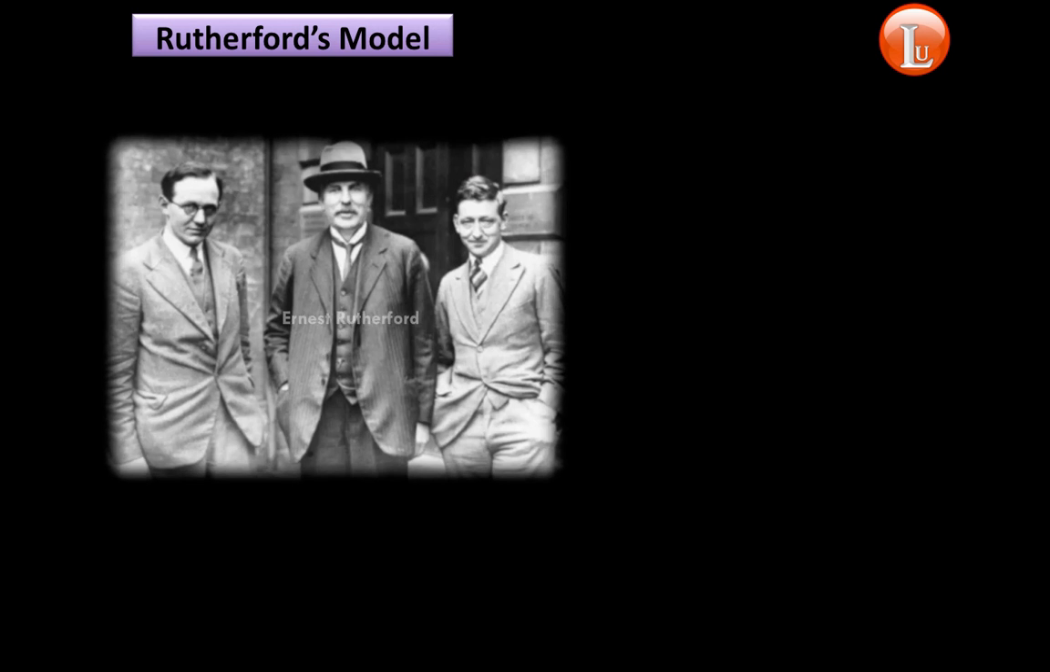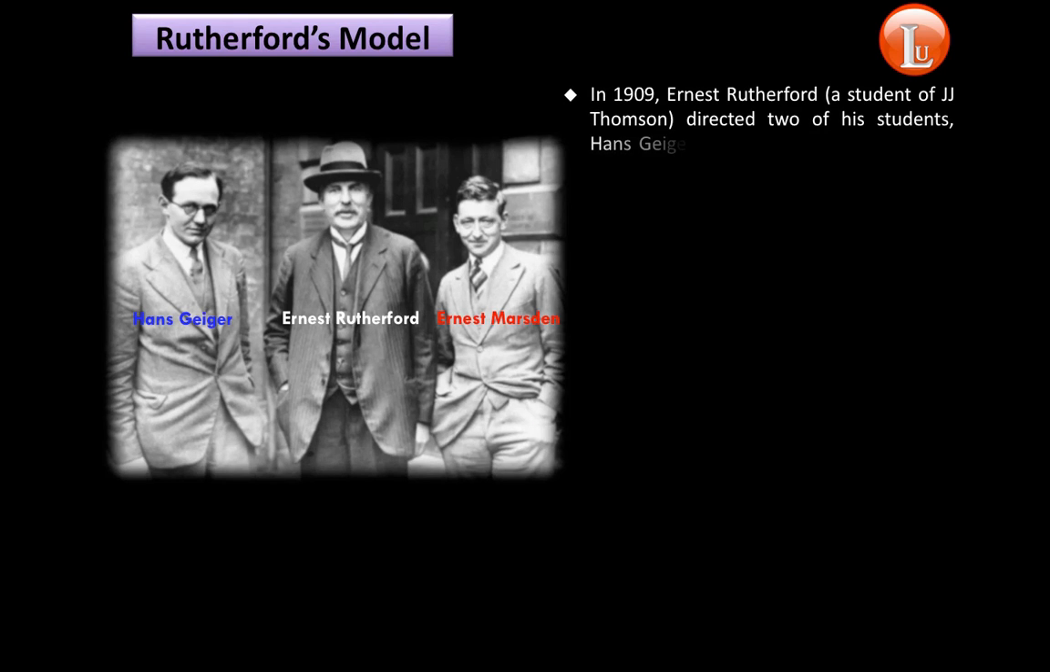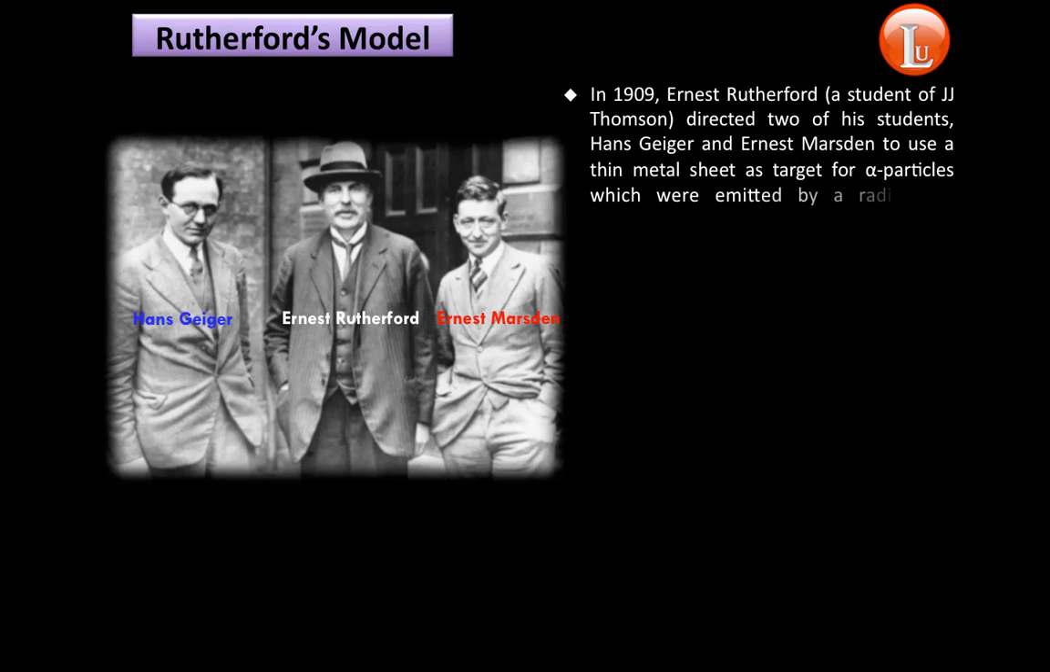The last model in this video that we will focus on is Rutherford's atomic model. In 1909, Ernest Rutherford, a former student of J.J. Thomson, directed the now famous Geiger-Marsden experiment. Initially, he chose Hans Geiger to assist him in bombarding a thin metal sheet with high-energy alpha particles that were being emitted by a radioactive source.